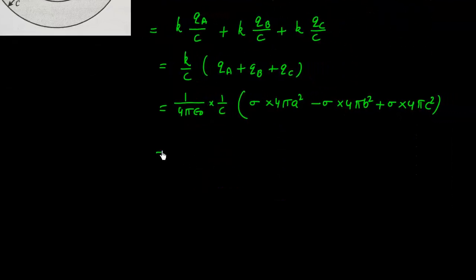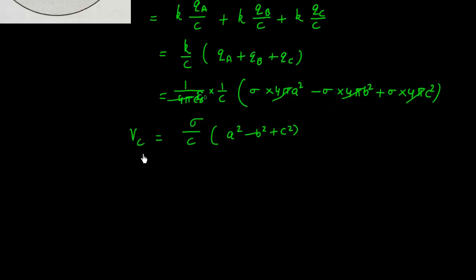So 4 pi is cancelled out here and sigma will come out. So sigma by epsilon naught c, times (a square minus b square plus c square). So we have got that expression for VC.